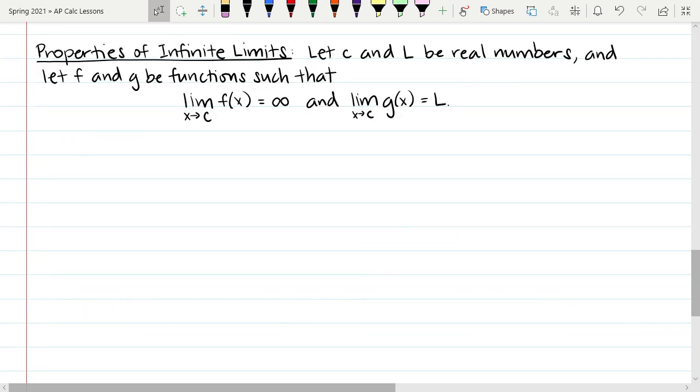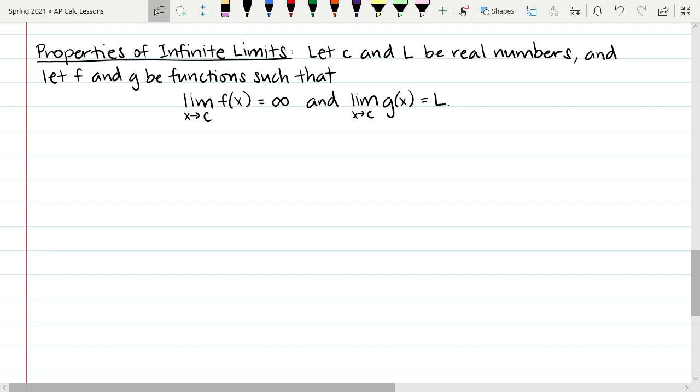All right, so now that we've seen some infinite limits, we want to make sure that we know how to deal with those if they're used in conjunction with other types of limits. So we do have some properties for infinite limits as well, and these are sort of an offshoot from the properties of limits that you learned last week, so we can add on to the properties that you already know.